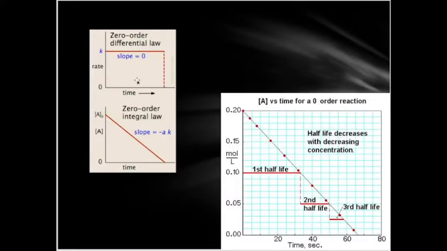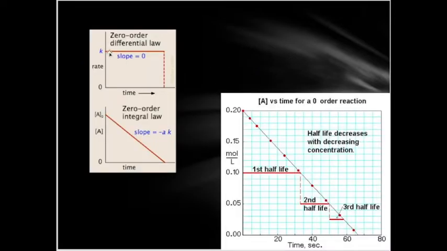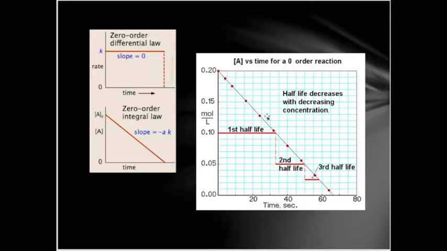Okay, so here's a differential rate law graph for a 0-order reaction. Remember, the differential law relates rate and time. The differential law for a 0-order reaction is just R equals K. So the rate is a constant K as time goes on. For the integrated law, the concentration versus time data is linear with a slope of negative K. So if we analyze this, for half-lives, it makes perfect sense that the half-life gets shorter for 0-order reactions. Here's a graph of a 0-order reaction, concentration versus time.